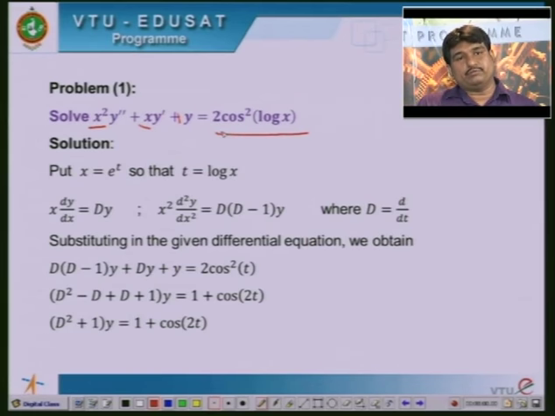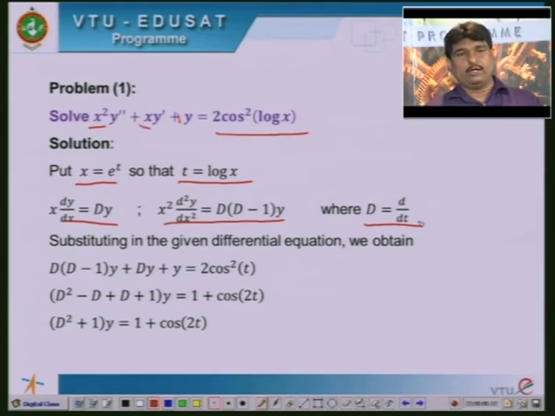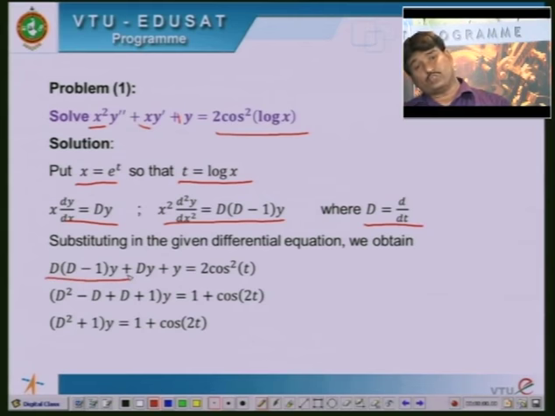I will reduce it to an equation with constant coefficients using the substitution x equals e to the power of t. So, that t is log x, x dy by dx is Dy, x square d square y by dx square is d into d minus 1 into y, where as usual D is d by dt. If I substitute all these in the given equation, I obtain d into d minus 1 into y plus Dy plus y equals 2 cos square t.